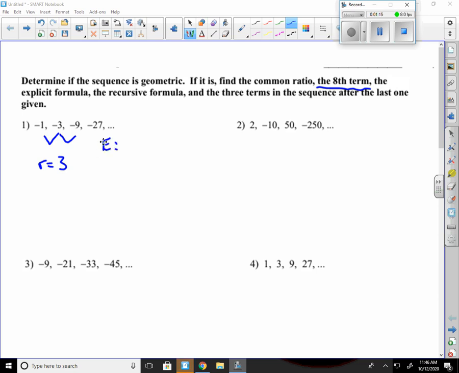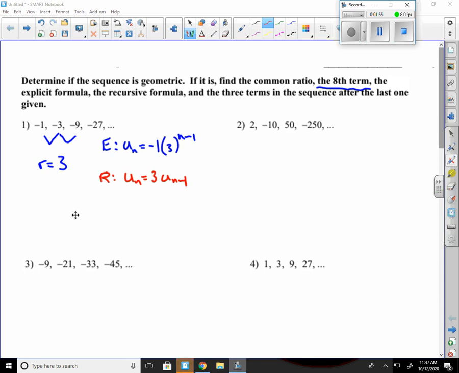So the explicit formula is u sub n equals u sub 1, which is negative 1, times 3 to the n minus 1. So this is our formula for the explicit. For recursive, remember for the recursive formula, it's u sub n equals 3 times u sub n minus 1. Yep, that's what that says, minus 1.